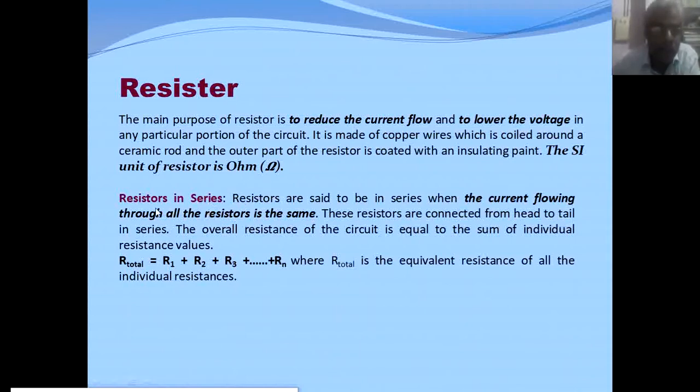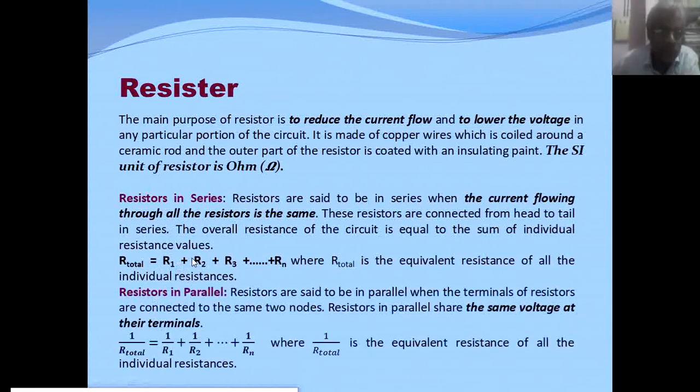If we combine them in series, then the current flowing through all the resistors is the same, and to calculate the equivalent resistance of all the individual resistances, we use this formula. This is the equivalent resistance and these are the resistances of the individual resistors. In this case, the equivalent resistance will be greater than all the individual resistances.